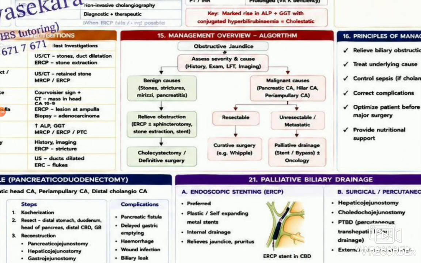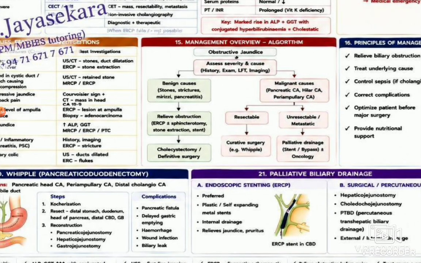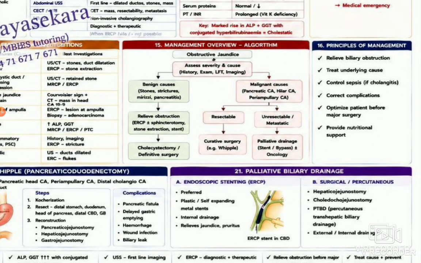For the benign causes, for common bile duct stones, we can go with ERCP plus stone extraction. Then definitive surgery if needed. For the malignant causes, if resectable, perform curative surgery. Whipple's procedure. Whipple's procedure is mainly done for pancreatic carcinoma. Remember the anatomy. The pancreatic head is closely related to the distal common bile duct, ampulla, and the duodenum. So these structures are removed together.